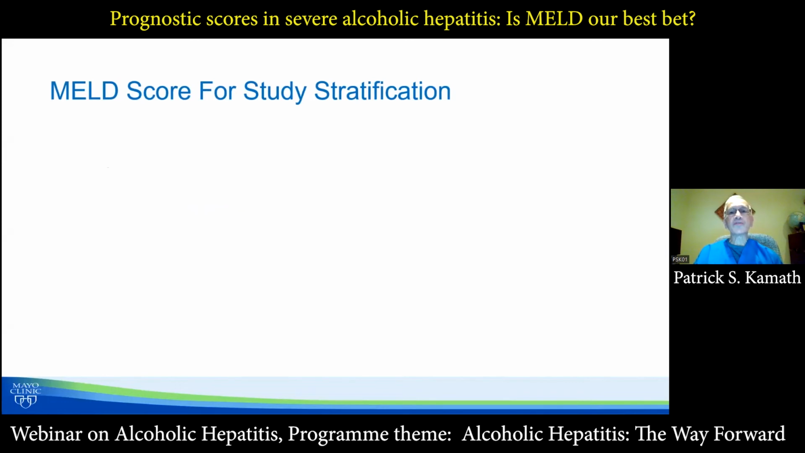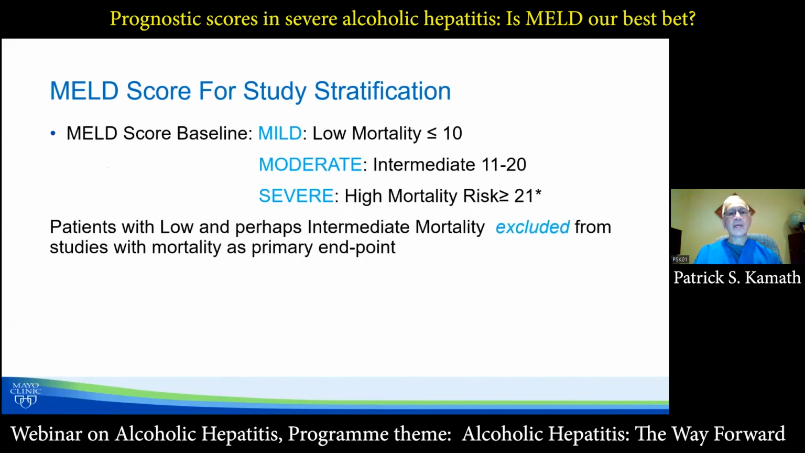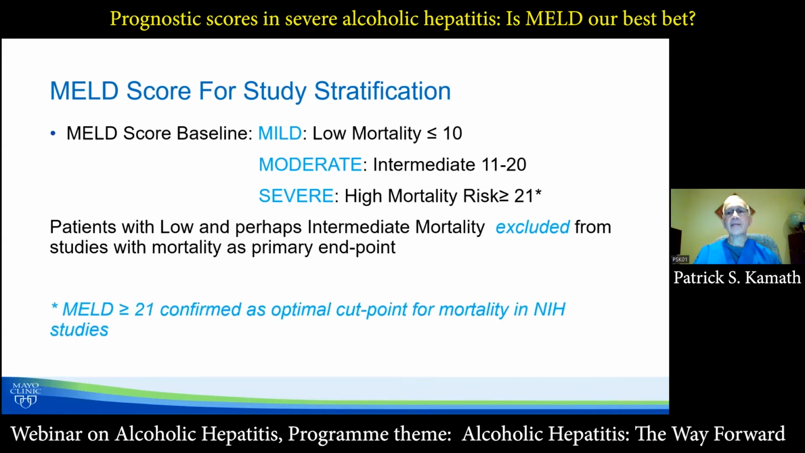We can also use MELD score for study stratification. So currently, mild AH is low mortality, so 10 or less MELD score. Moderate is intermediate, 11 to 20, and severe is high mortality, that's greater than 20, which means 21 or greater. And so patients with low and maybe even intermediate mortality should be excluded from studies where you use mortality as endpoint. And there are multiple studies which have shown that MELD greater than 20, which is really 21 or more, is the optimal cut point for mortality.